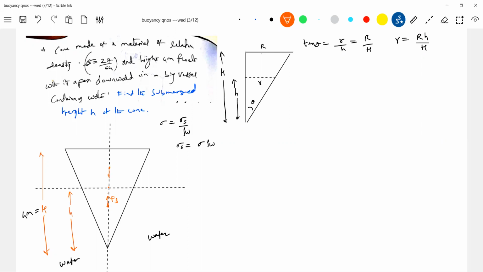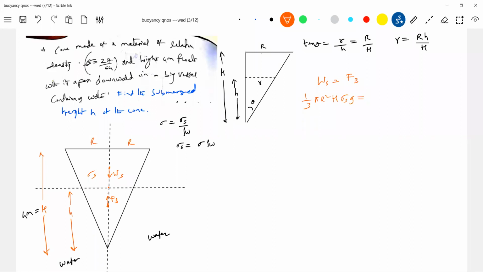The weight of the solid will act here. So at equilibrium, the weight should be balanced by the buoyant force. Okay, now what is the weight? How do you define weight? It is the volume, 1 by 3 pi r square h, where r is what we assumed, into the density of the substance into g.